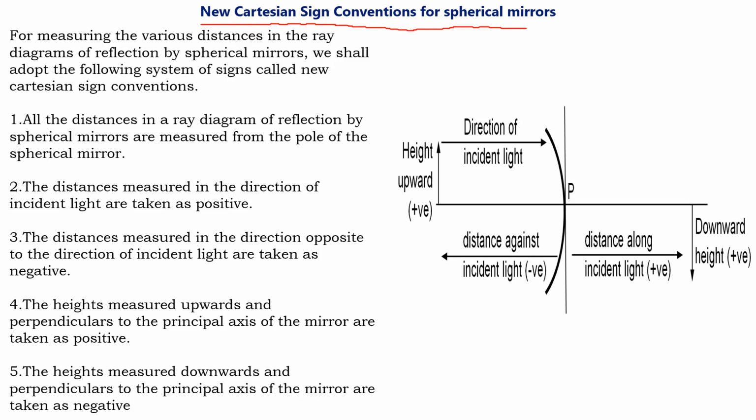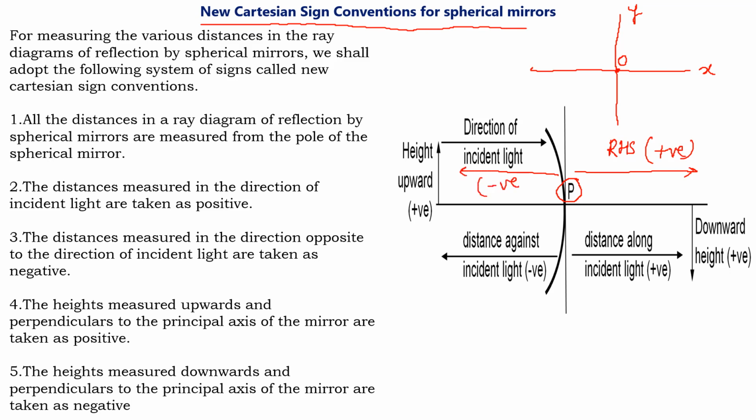This is very similar to the coordinate geometry you study in your maths, where you have two axes as x and y axis. The point where they meet perpendicularly is known as origin. So in this case, when we talk about the mirror, it is known as pole. Clear? So all the distances from the pole to the right hand side are taken as positive. All the distances from the pole to the left hand side are taken as negative.